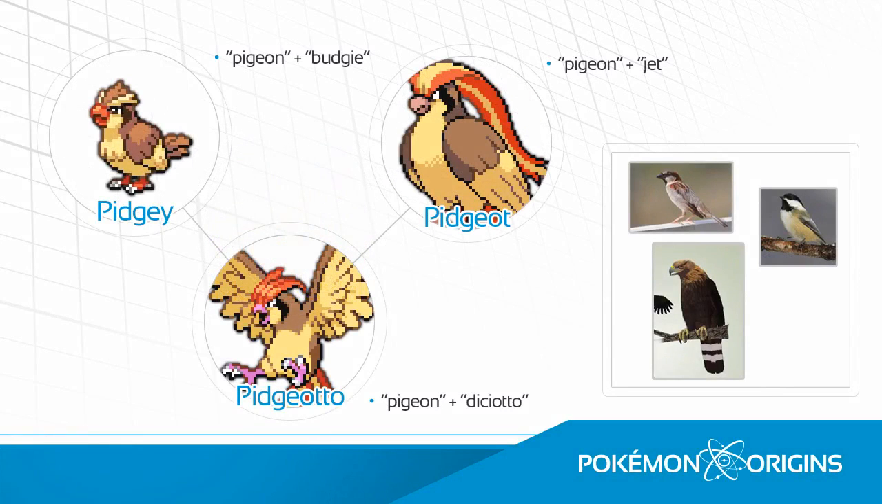Now, of course, the names all incorporate pigeon, and then Pidgey is a combination of pigeon and budgie. Pidgeotto then incorporates otto, which is Italian for 8, which is the level that Pidgey evolves into Pidgeotto at, which is pretty cool in my opinion. And then Pidgeot is a combination of pigeon and jet due to the high speeds it can fly at.